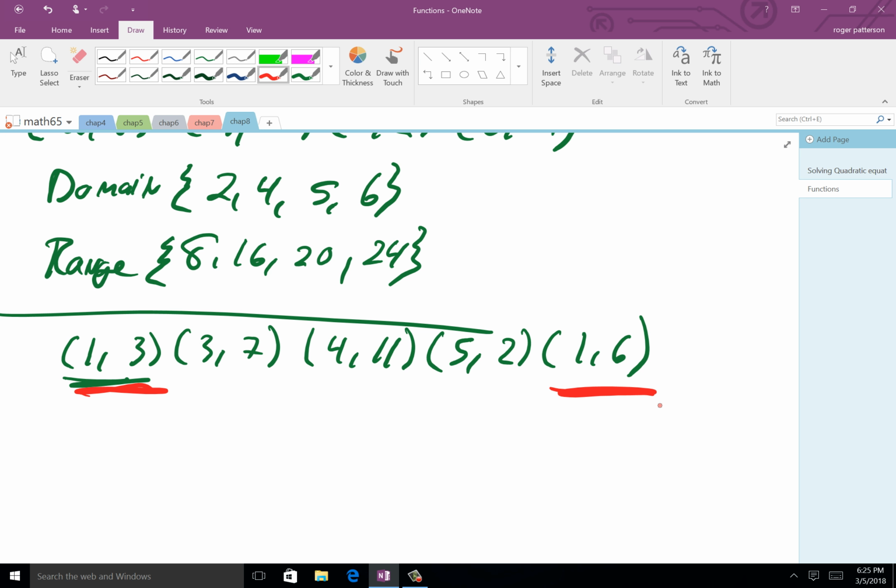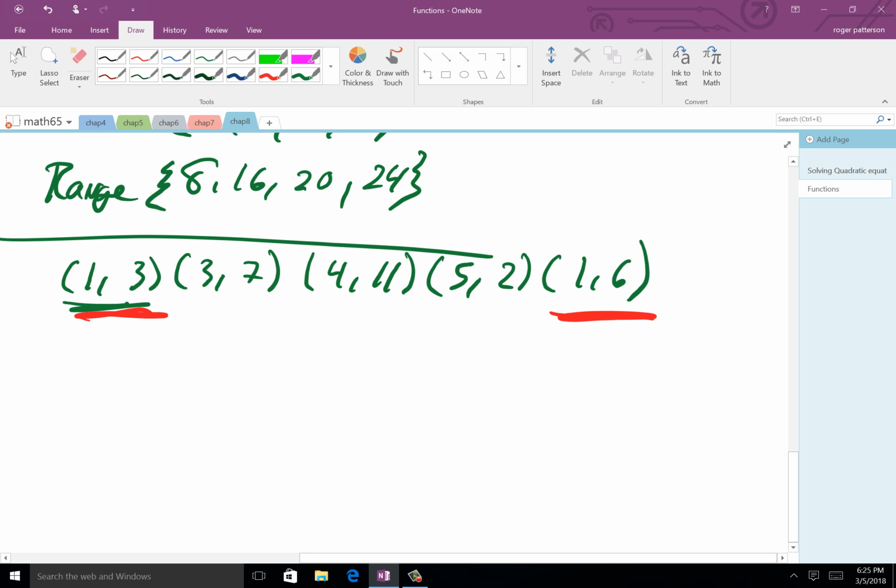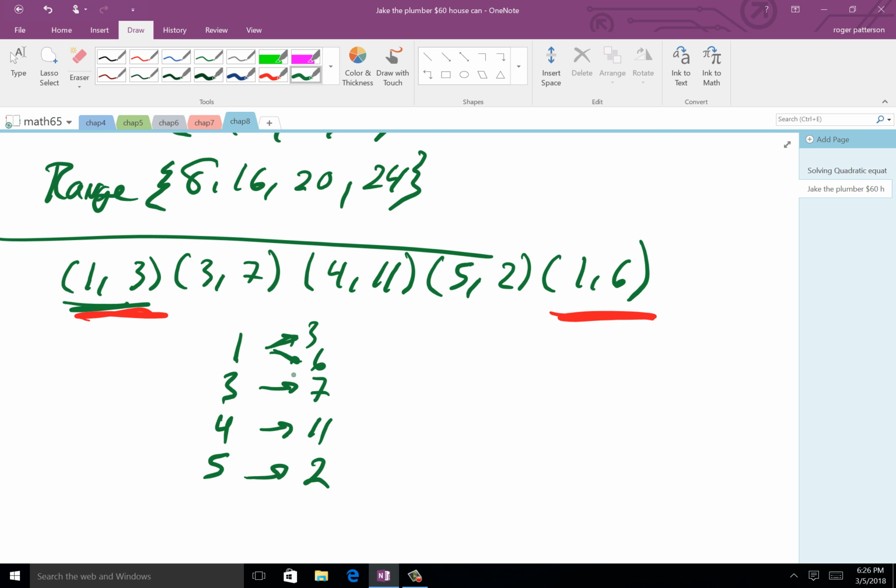All right. So sometimes, and I've seen this done before, they'll have 1, 3, 4, 5. Okay. 1 goes to 3, 1 goes to 6, 3 goes to 7, 4 goes to 11, 5 goes to 2. All right. The problem is right here where that 1 is going to 2 numbers and they're not the same number. So that's a violation. That is not a function.